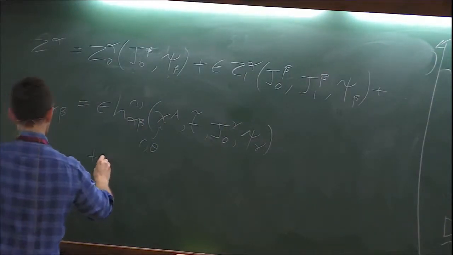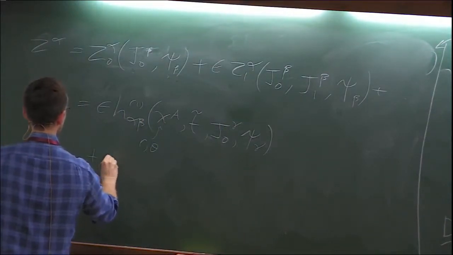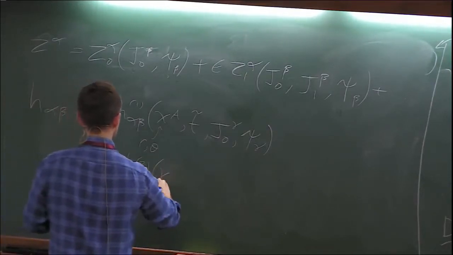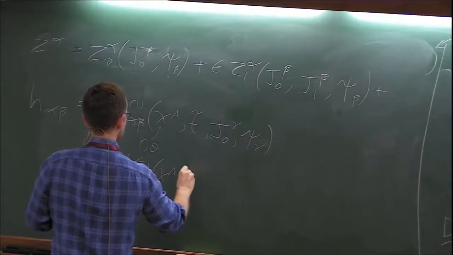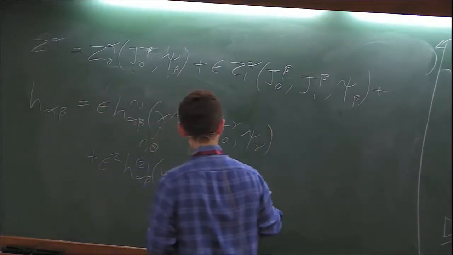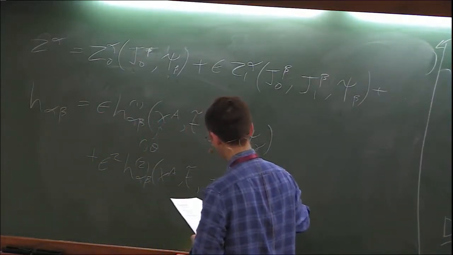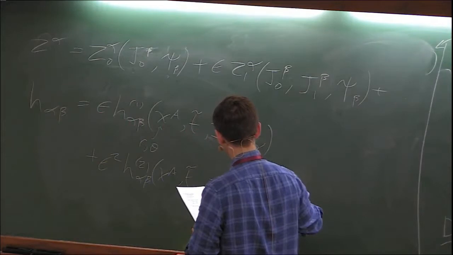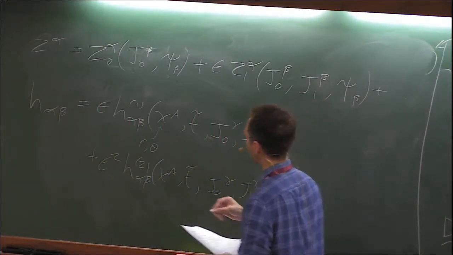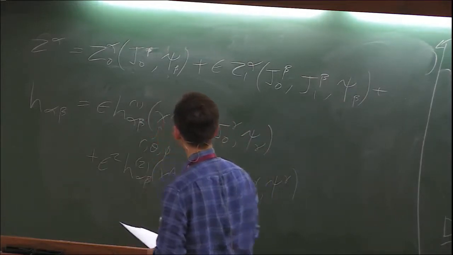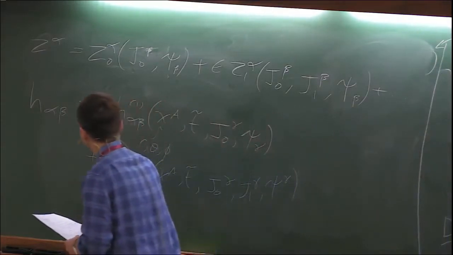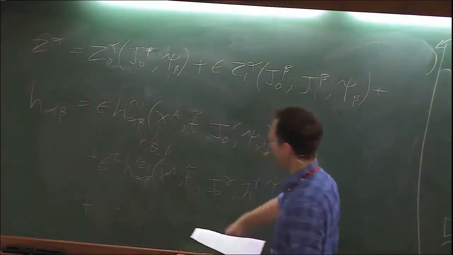Then we have a second order term with the same structure, epsilon squared, h2 alpha beta, a function of xa, t tilde, j0, but now we also have a dependence on j1. Sorry, this should also depend on phi. And the ansatz is that this structure just carries on indefinitely.